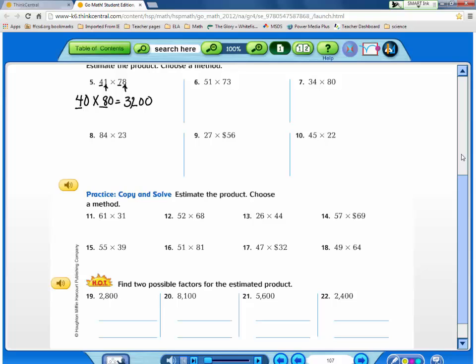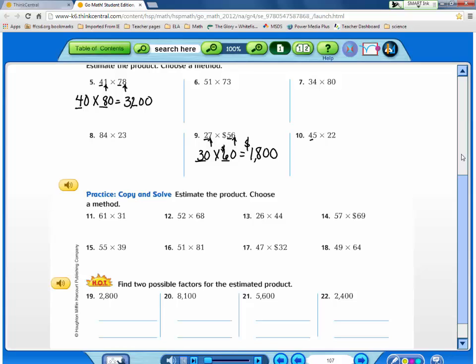Looking at number 9, I could say that 27 rounds to 30 times, underlining here, $60. And then I have a basic fact of 3 times 6 is 18, and I would add two zeros. Now number 10, I could use that compatible number strategy because I have a number that is close to 25. I could have used it for number 9 as well because that number is close to 25.